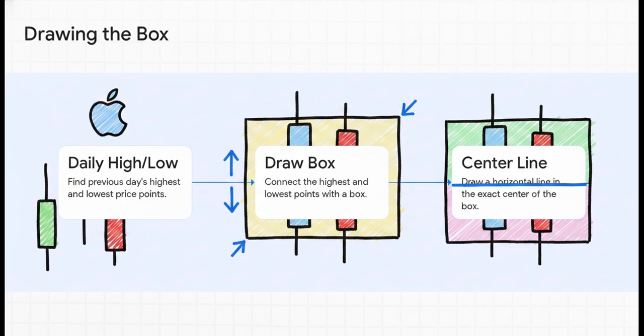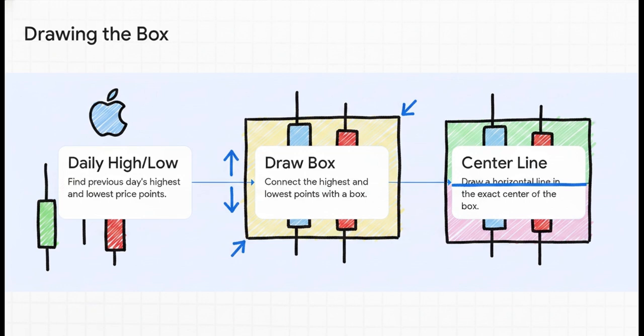Moving on to part 2, how to draw the box. Now, the source heavily emphasizes that drawing this correctly is crucial. If your box is wrong, your data is wrong, and literally nobody wants to risk their capital acting on bad data. So here's the action plan. Step 1, pull up a daily chart of whatever you're trading. Say it's Apple stock. Find the previous day's absolute highest point and absolute lowest point, and make sure you include those little wicks at the ends of the candles.